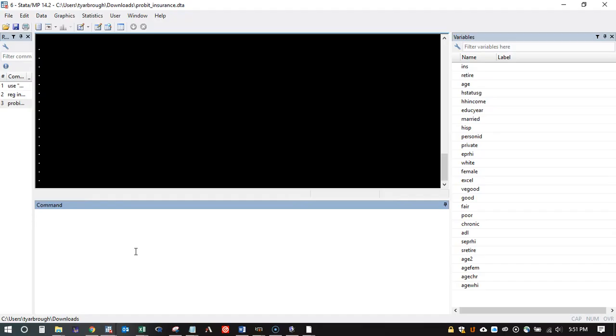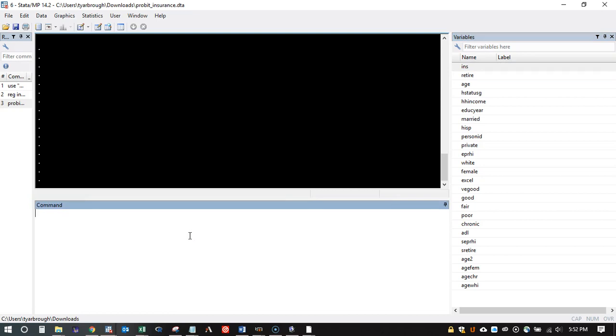Okay, so let's go back to our data. Again, it's cross-sectional data on individuals. What our interest is going to be is to measure the causal effect on whether someone has insurance or not. Insurance is going to be our main variable of interest, and it is a binary outcome variable. So let's run our model.